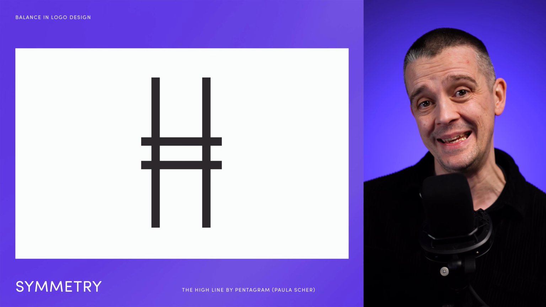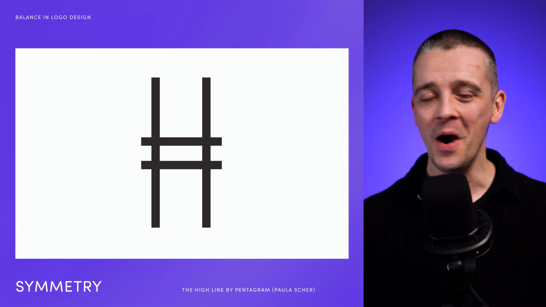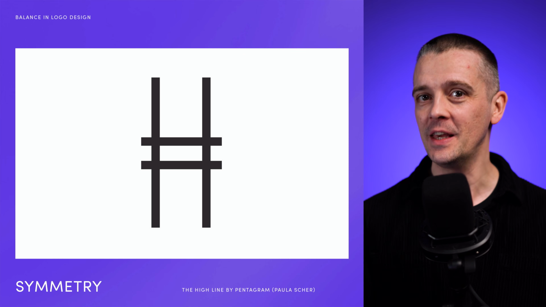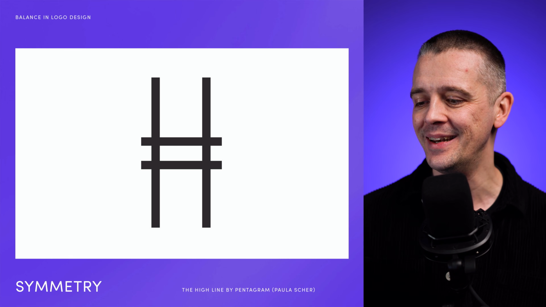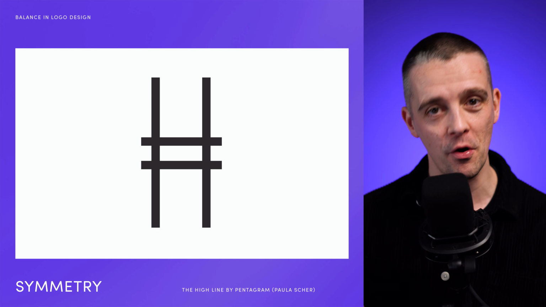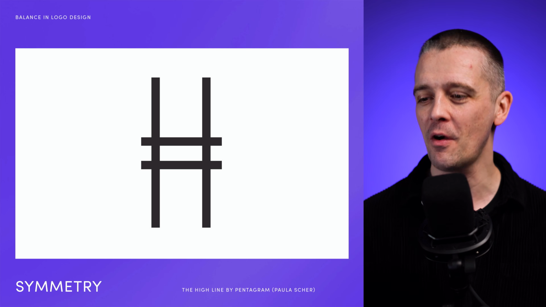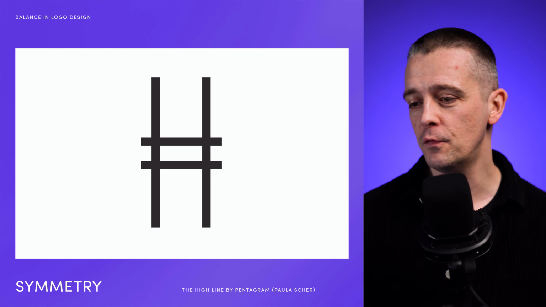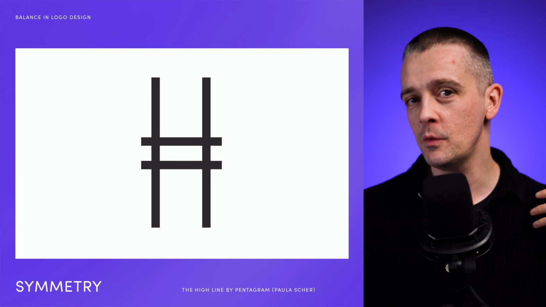So symmetry is the most obvious way of achieving balance. If everything is the same on both sides, then the thing is balanced, right? And that can definitely work. This is the logo for the Highline by Pentagram, Paula Scher's office. And this is symmetrical both horizontally and vertically. So very symmetrical. And obviously it's a very simple form. But this is not the only option available to us, the only way to achieve balance.